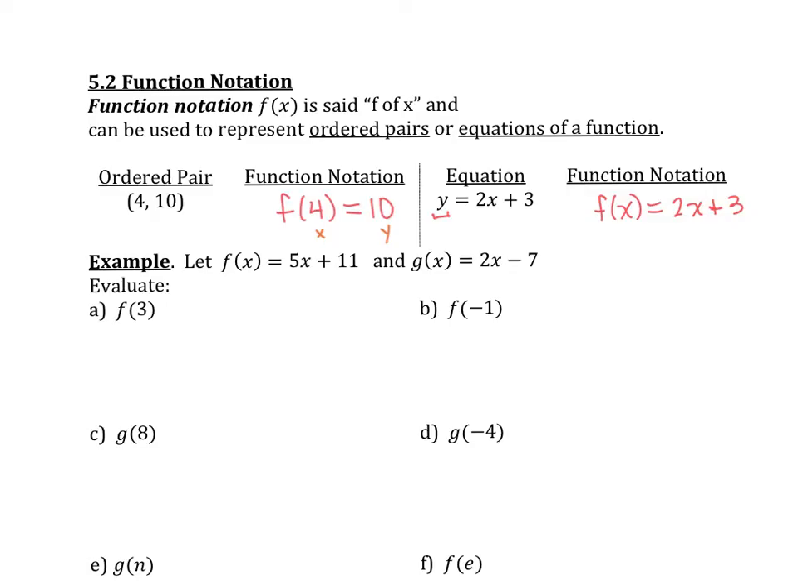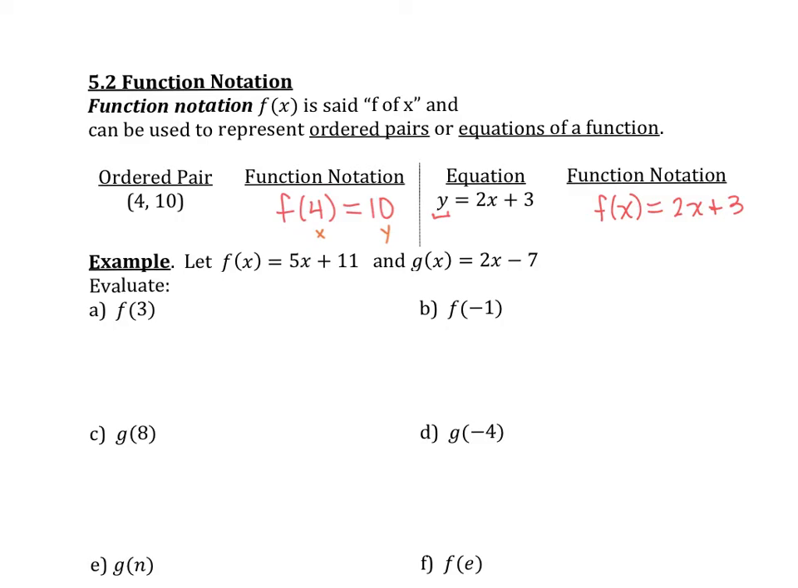Normally in this class, we're going to use function notation to evaluate different functions, and this way we can work with two functions at the same time. So for this one, it says f of x equals 5x plus 11, g of x equals 2x minus 7. For each of these examples, they're going to tell me to either use the f equation or the g equation and what to plug in. So let's look at this first one.